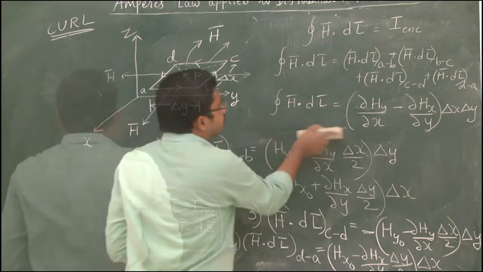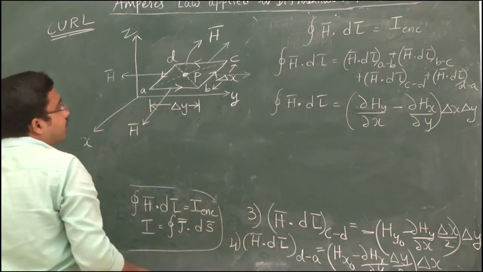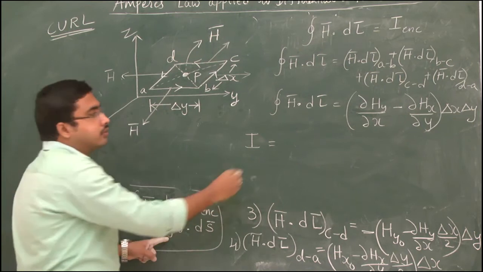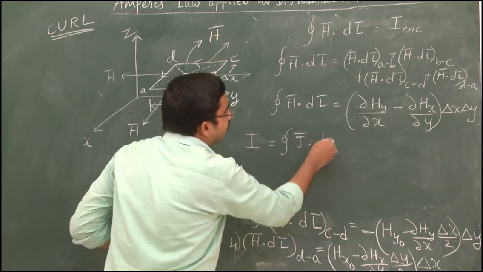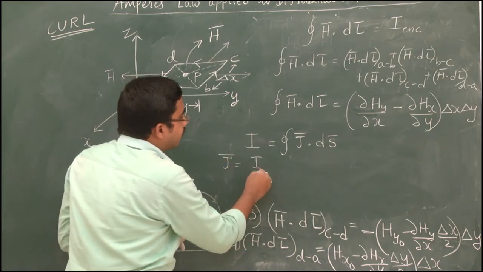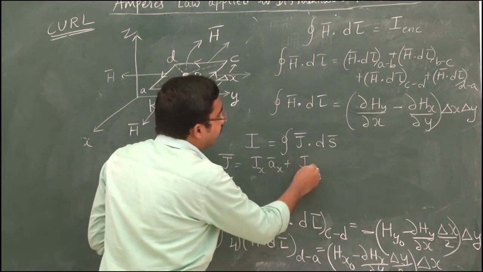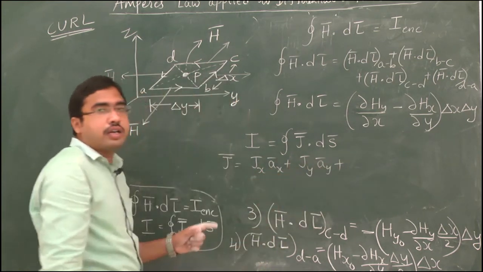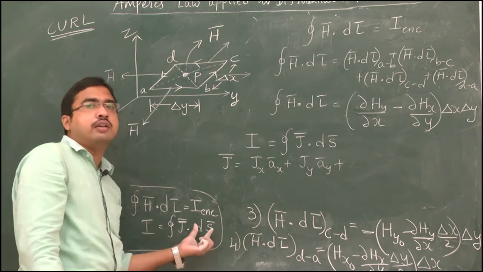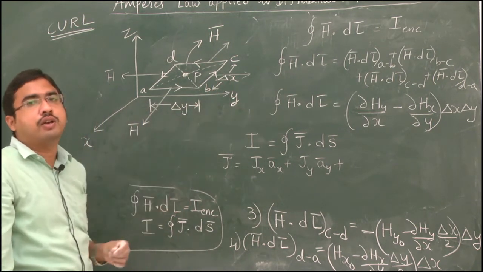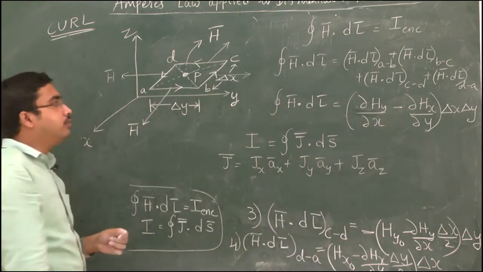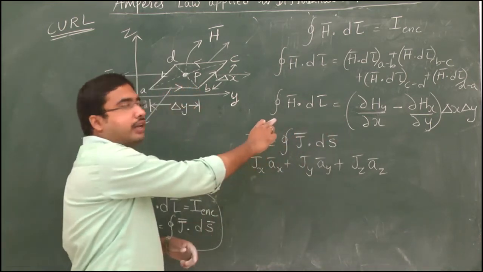So for that, what I am doing means, we already know that I is equal to integral of J bar dot dS bar. Now we know that J bar is equal to Jx ax plus Jy ay plus Jz az. This J is called current density. I can be written as integral of J bar dot dS bar, where dS is the differential surface area of the element that you are considering.